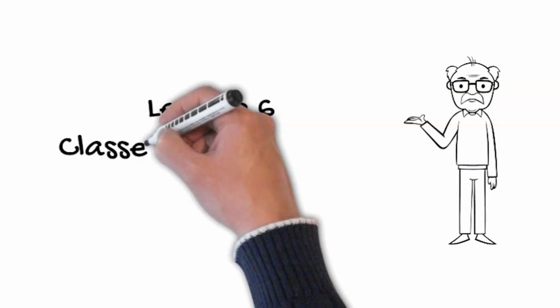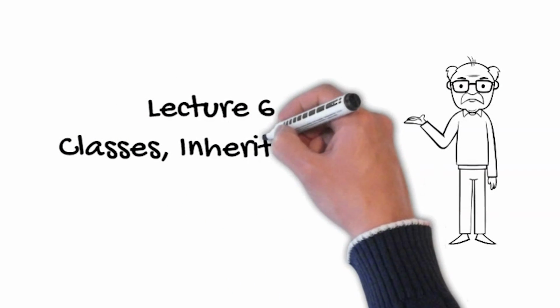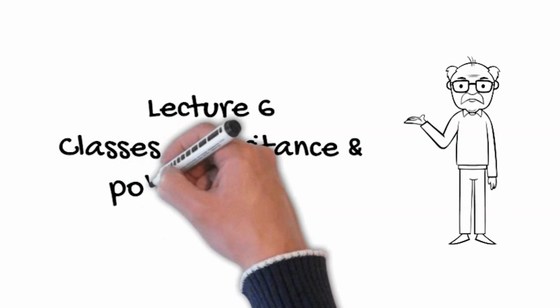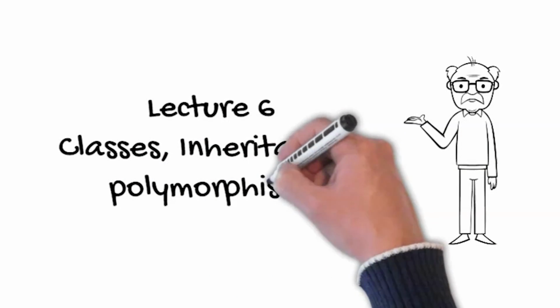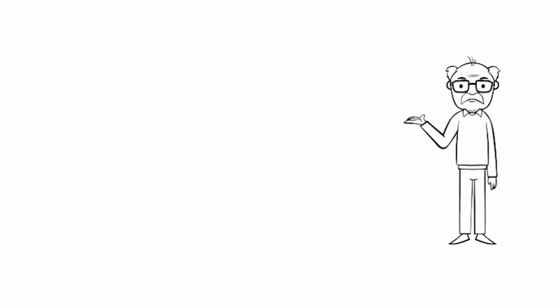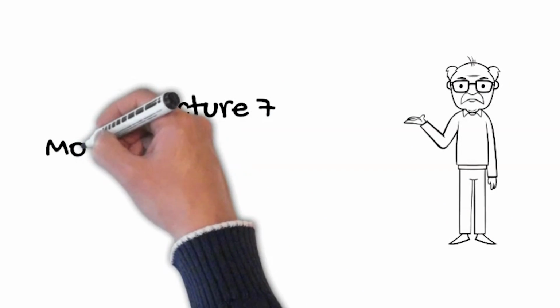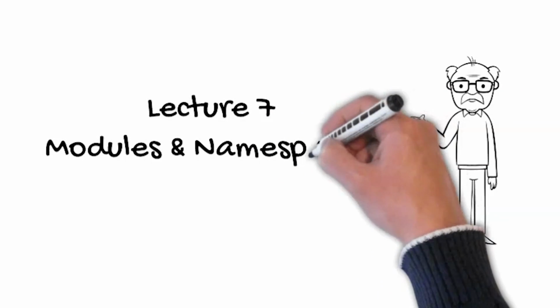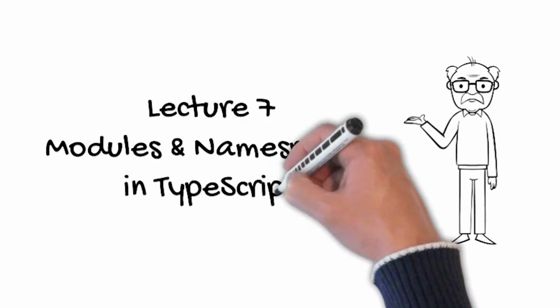In lecture 6, we will explore classes, inheritance, and polymorphism in TypeScript. In this, we will see introduction to classes and objects, constructors and methods, inheritance and polymorphism, and access modifiers like private, protected, and public. In lecture 7, we will see modules and namespaces in TypeScript. In this, we will understand modules and namespaces, import and export modules, and organize our code.